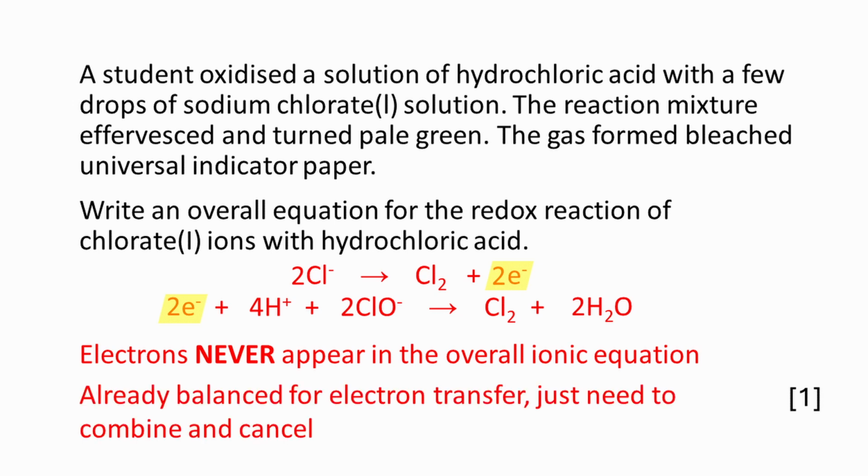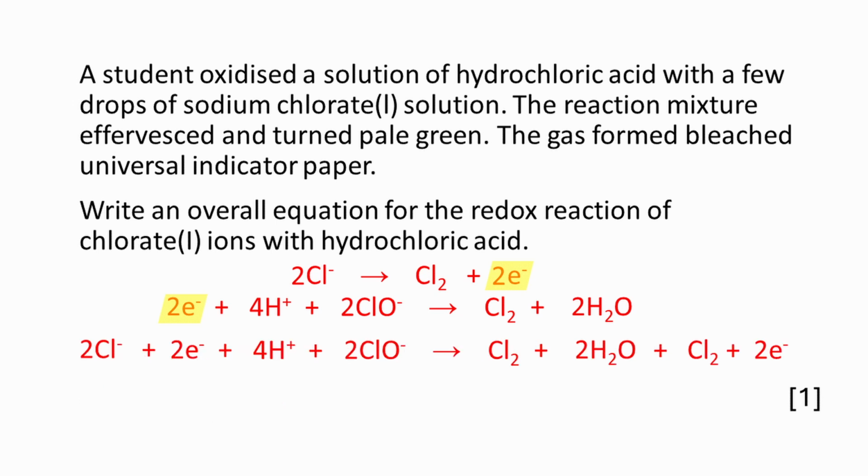The oxidation half equation shows that 2 electrons are lost. The reduction half equation shows that 2 electrons are gained. In this case, we just need to combine the half equations and cancel. The next line shows all the reactants added together on the left and all the products on the right. Electrons cancel on the left and right. We can also combine the chlorine molecules on the right. The final answer is given here in blue.